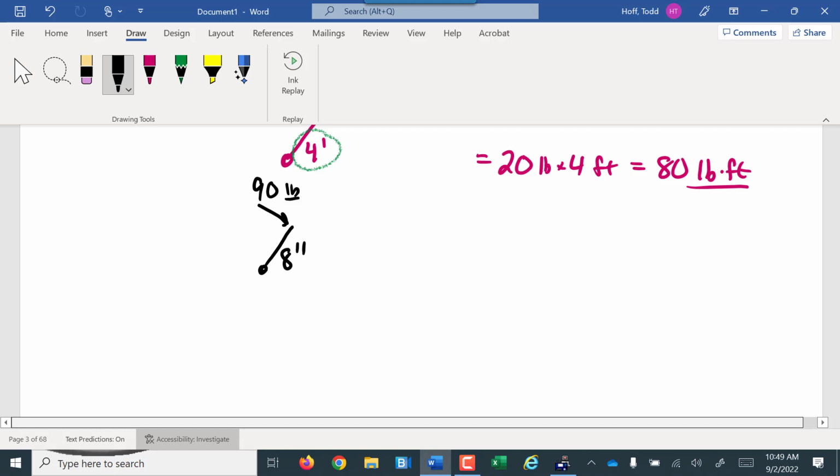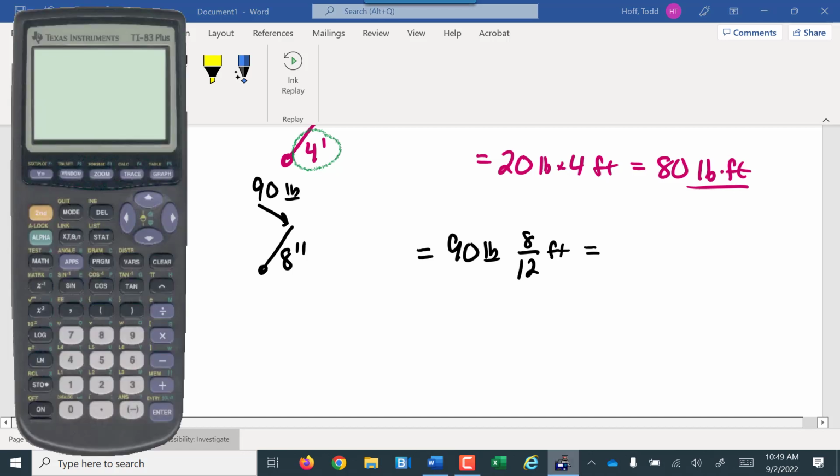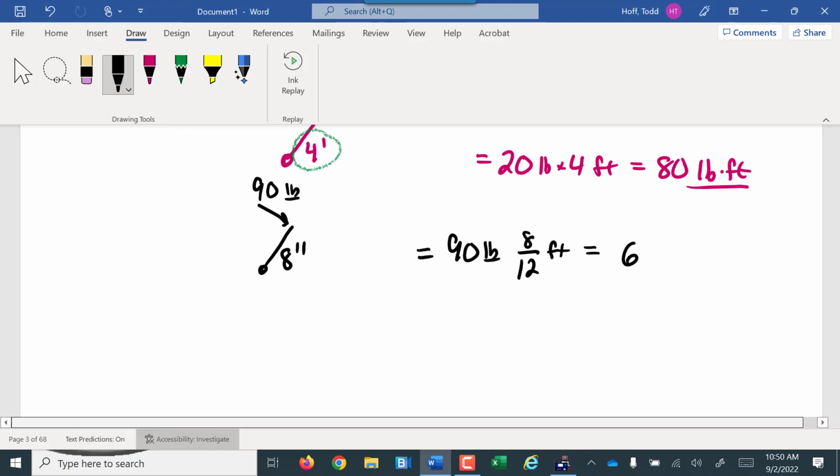So if we have a 90-pound force on an 8-inch moment arm, we have a force of 90 pounds times, why did I write in 8/12? 12 inches in a foot. So I have to convert that into feet. The easiest way to do that is just to turn it into a fraction over 12. So that's 90 times 8 divided by 12, which is 60 pound-feet or foot-pounds.